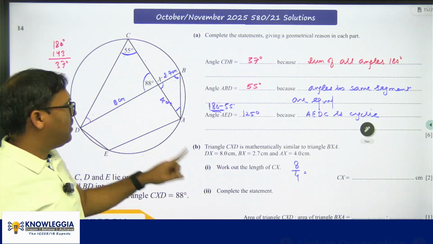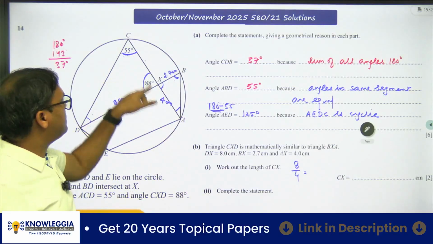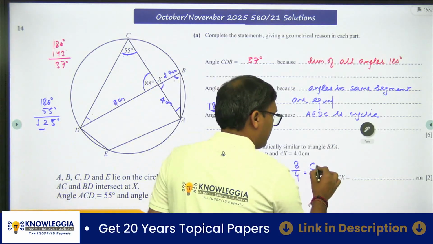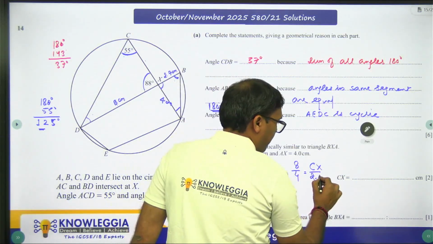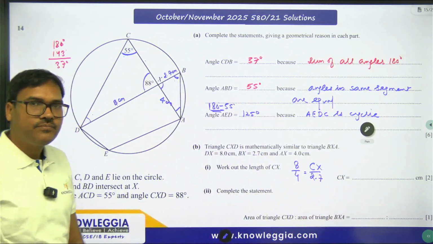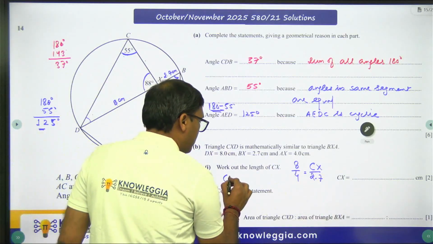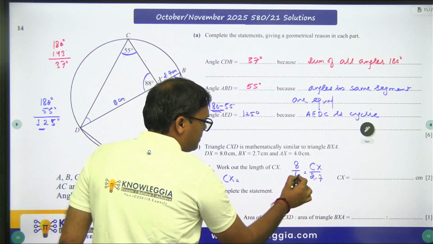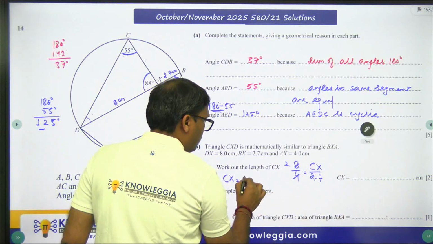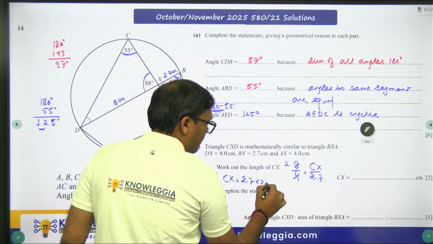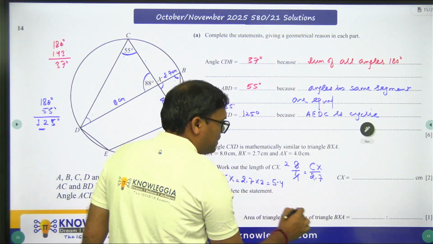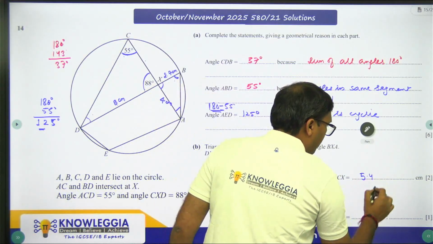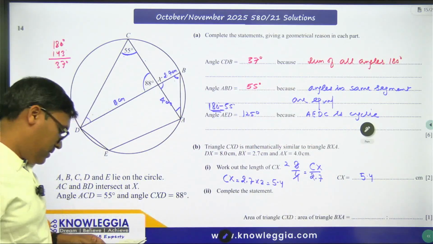We have written 8 upon 4 is equal to CX divided by 2.7. I hope this is clear. So what is CX? 8 by 4 is 2, so CX is 2.7 multiplied by 2, which is 5.4 centimeters. So what is the answer? This is 5.4 centimeters. That is the correct answer.